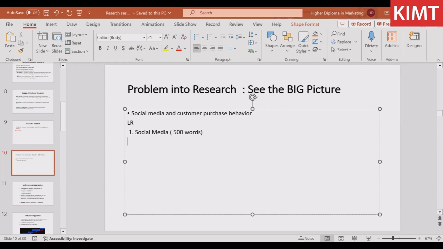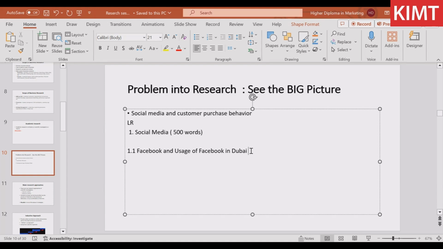So then after writing social media, you will write maybe 1.1 or a subtopic within that. Facebook and customer and usage of Facebook in, let's say, Dubai. So you are doing your research in Dubai. Dubai is the scope of your study. Now you explain this one.